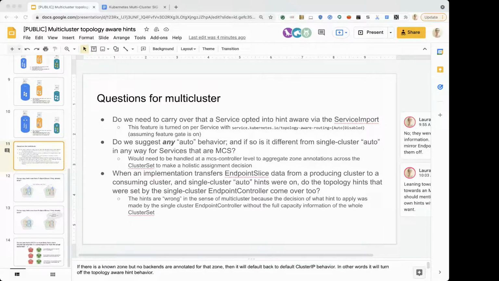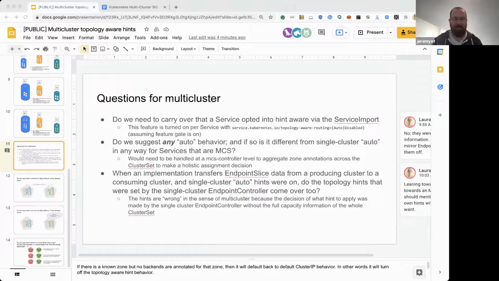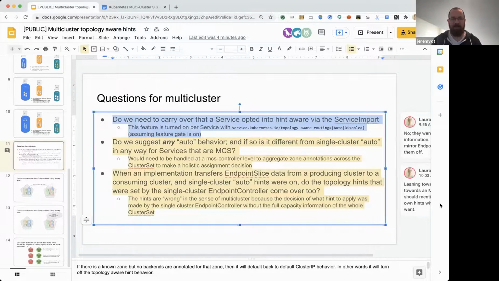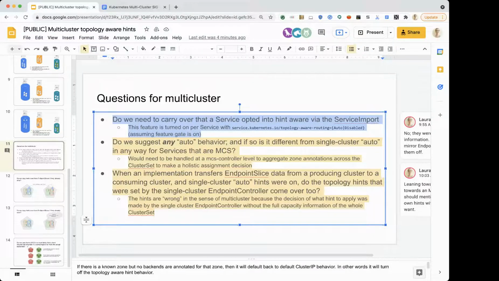If we could real quickly just discuss that first question that we didn't get to yet. I think, Rob, maybe you can answer this for us. What does that flag do for a service? Is that intended, in the single cluster case, to enable hints, or is that intended to enable the auto algorithm?